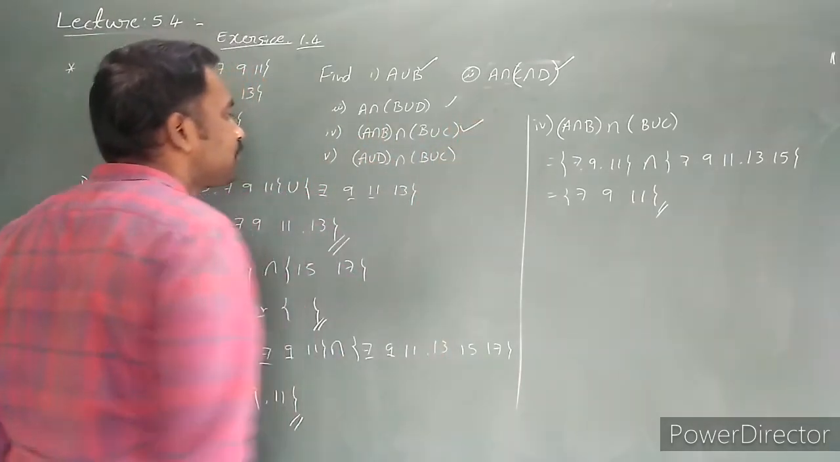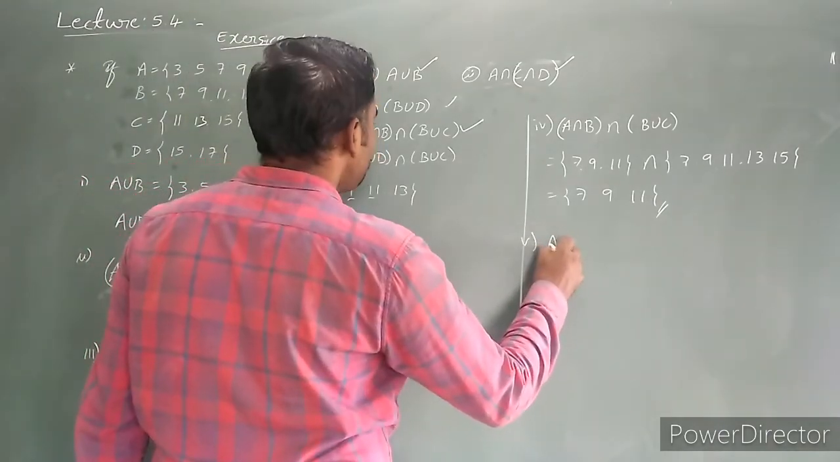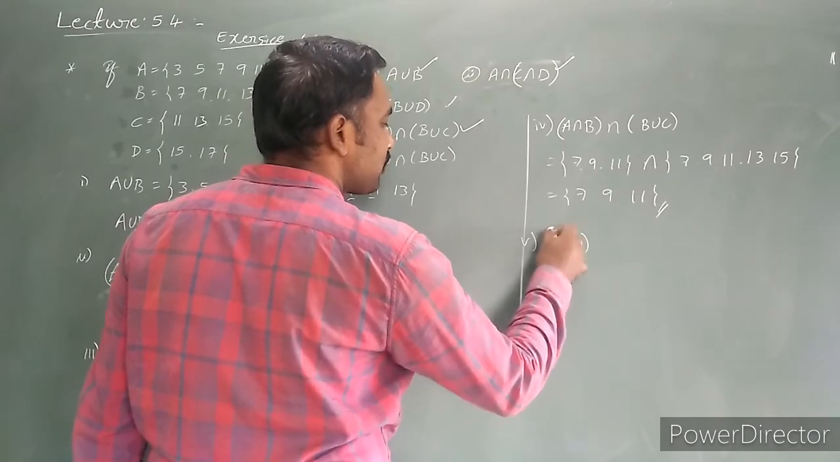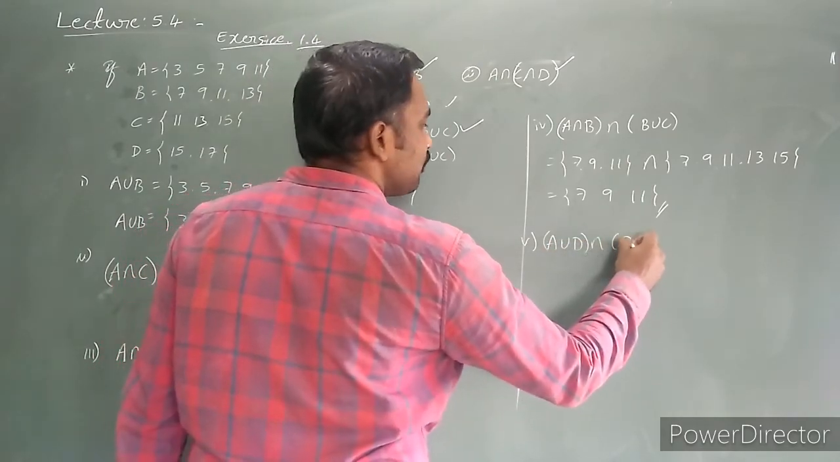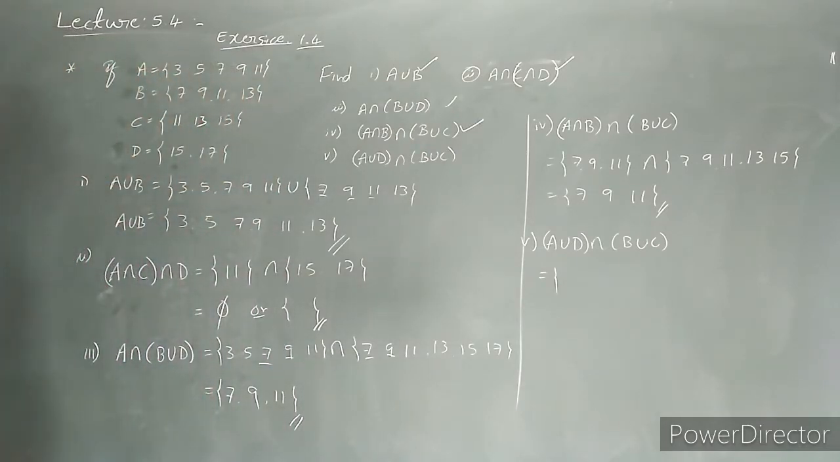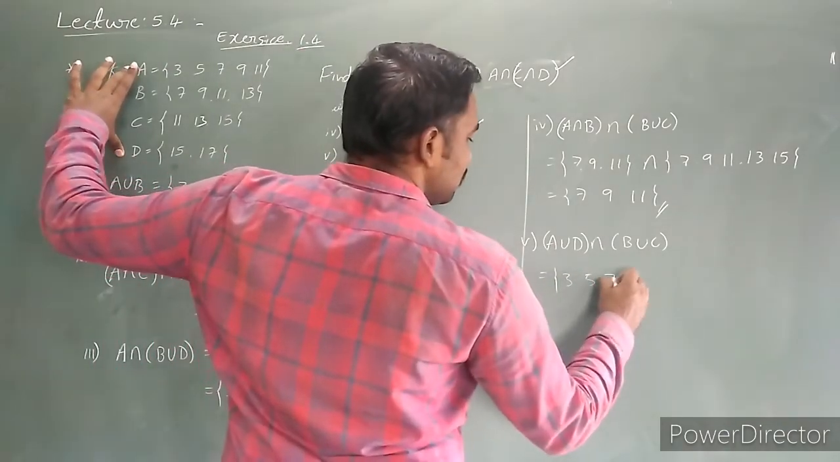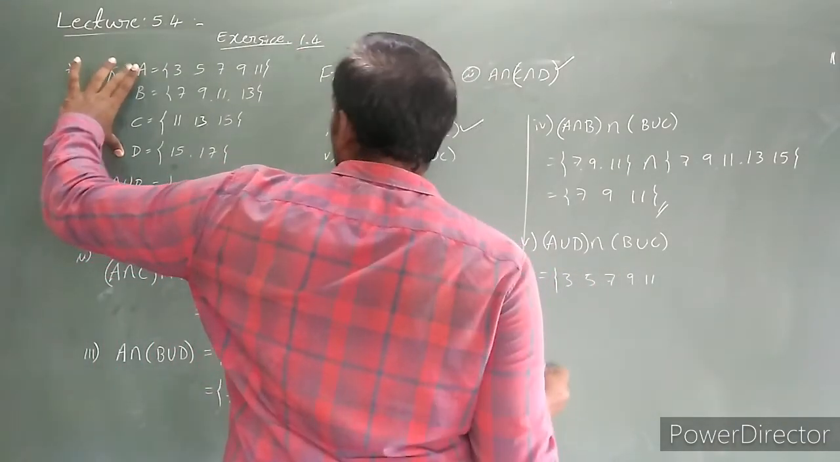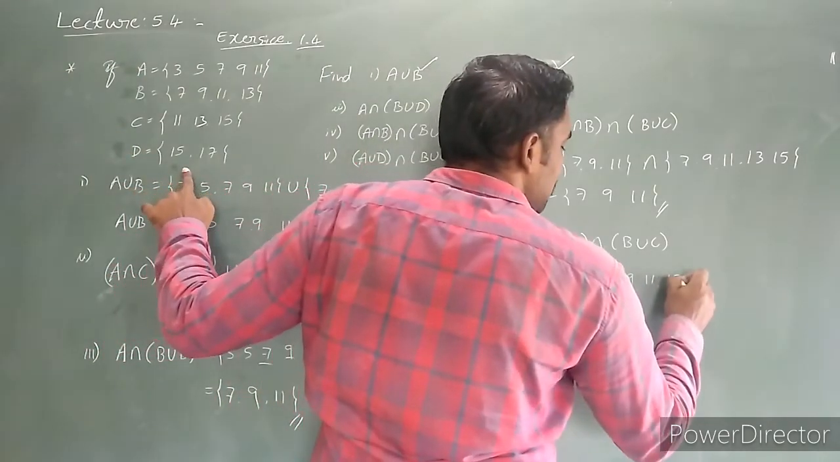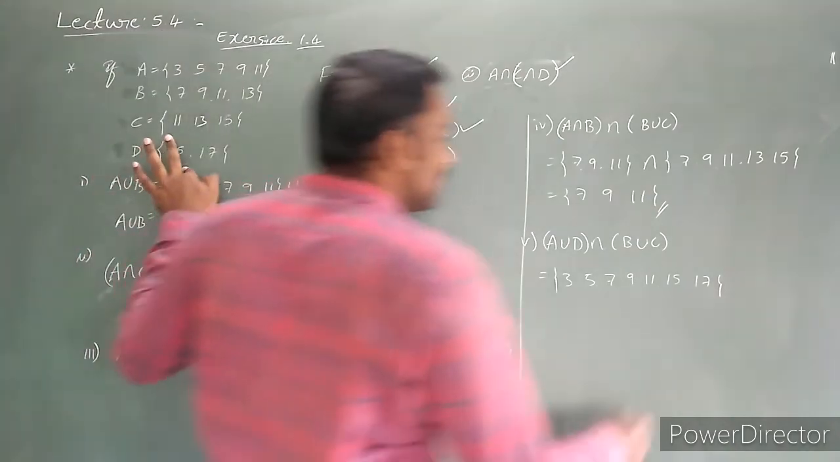Over. Next, the fifth case. What is that? A union D intersection B union C. First I am just going to write A union D. A and D, union. What is that? 3, 5, 7, 9, 11, 15 and 17. This is A union D.